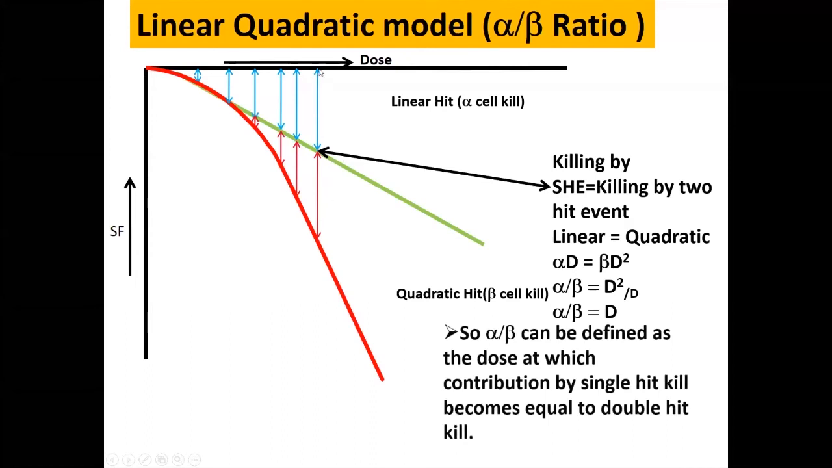Now, what happens when you move further towards the high dose region? When you further increase the dose, you will appreciate that there is an exponential rise in the contribution by quadratic cell kill, while the relative contribution by alpha kill is decreasing. So we can say that in the low dose region the predominant process of cell kill is alpha, and in the high dose region the predominant process of cell kill is beta.